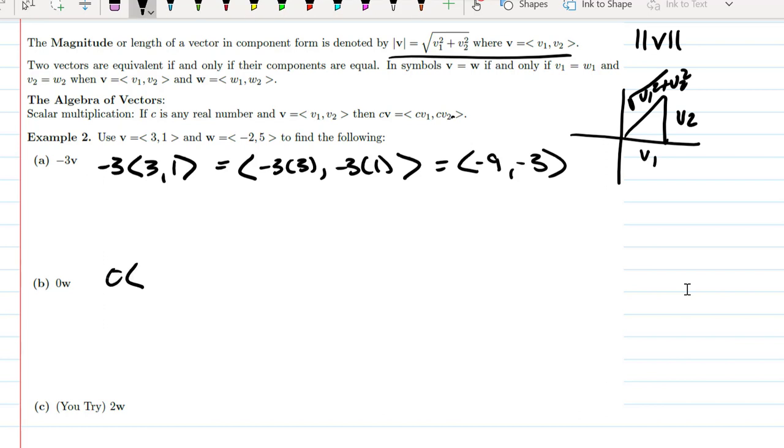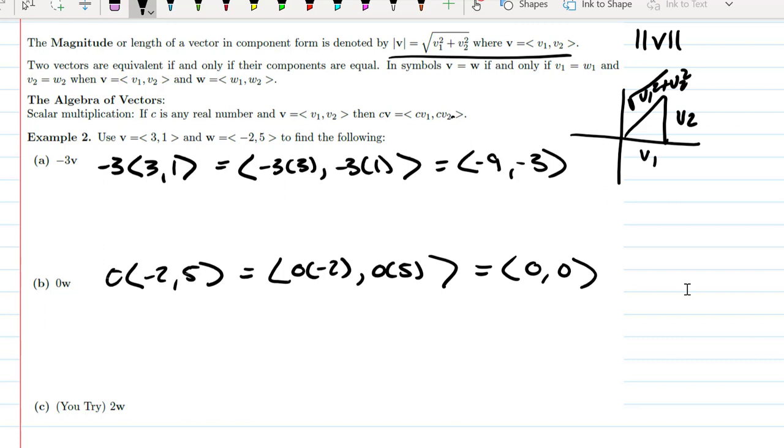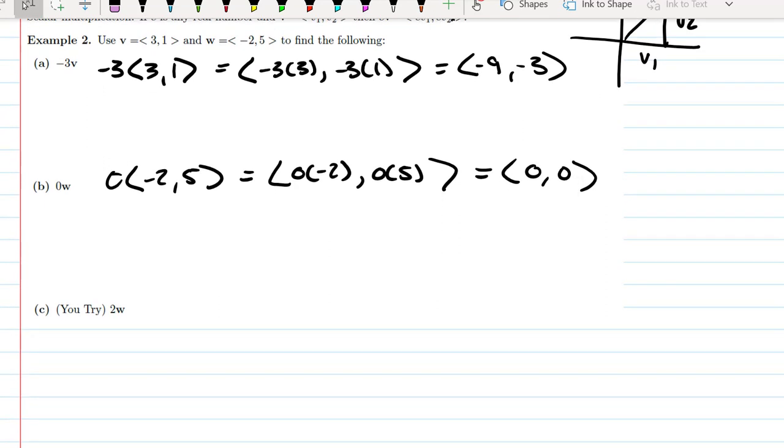Now part b says, what is 0 times w? Well, 0 times negative 2, 5 would be 0 times negative 2, 0 times 5. And 0 times anything is 0, which would give us the vector 0, 0. All right, lastly, we have a Try It with 2 times w. So 2 times w is going to be 2 times negative 2, 5. So 2 times negative 2 gives me negative 4, and 2 times positive 5 gives me 10. So the product 2w is the vector negative 4, positive 10.